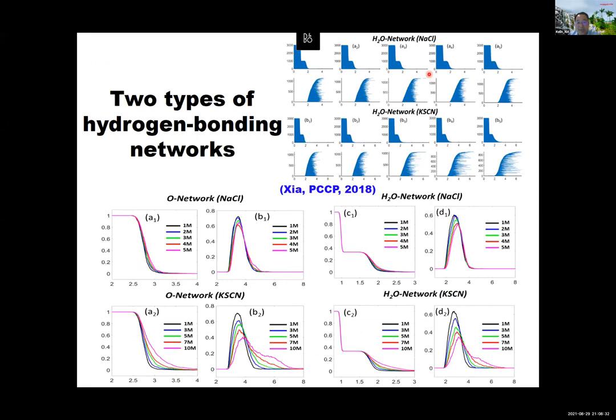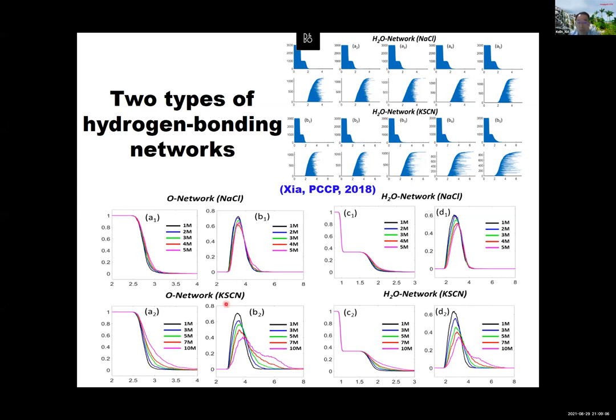Already we can see that for NaCl, the change in the hydrogen bonding network is not that dramatic, but for KSCN there seem to be a lot of changes or variations in the barcode. To see it more clearly, we add all these bars together into a Betti curve. This is NaCl at different concentrations. We can see that the corresponding Betti curve does not change that much. There is only a slight decrease of the peaks for the NaCl system.